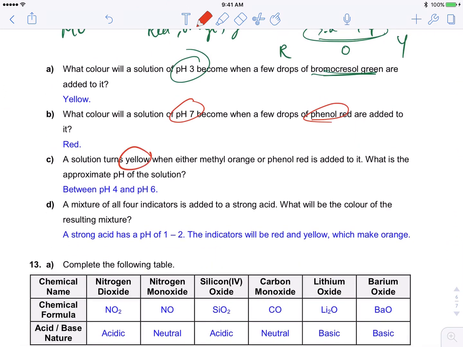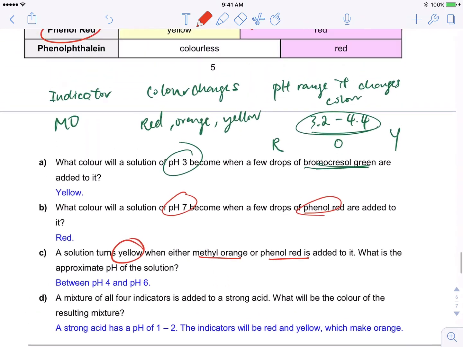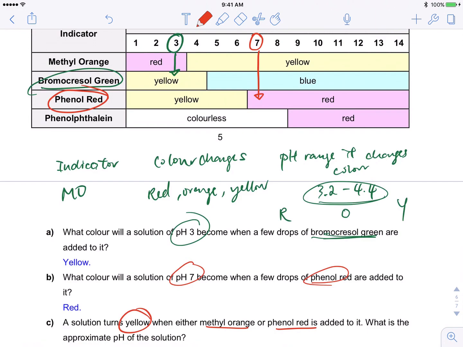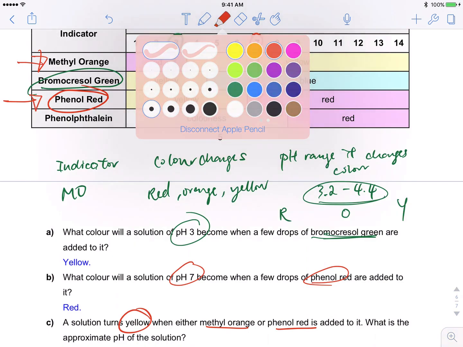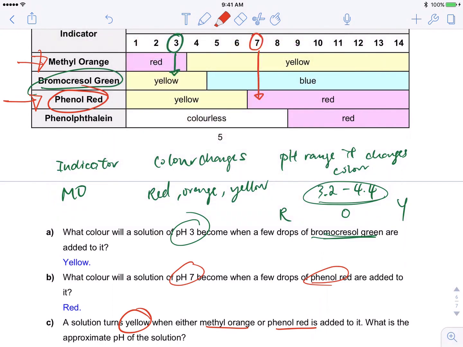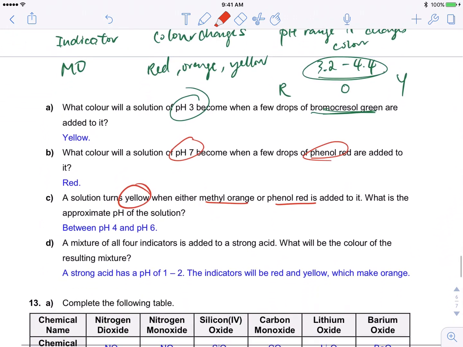Solution turns yellow when either methyl orange or phenol red is added to it. What's the approximate pH of the solution? So if you look at methyl orange over here and phenol red, you see that the range that it changes color in is yellow. The part that overlaps is here to here. Okay, do you see that that's the range that it overlaps? So that will be around 4 to 6. So any values from 4 to 6 will be accepted.